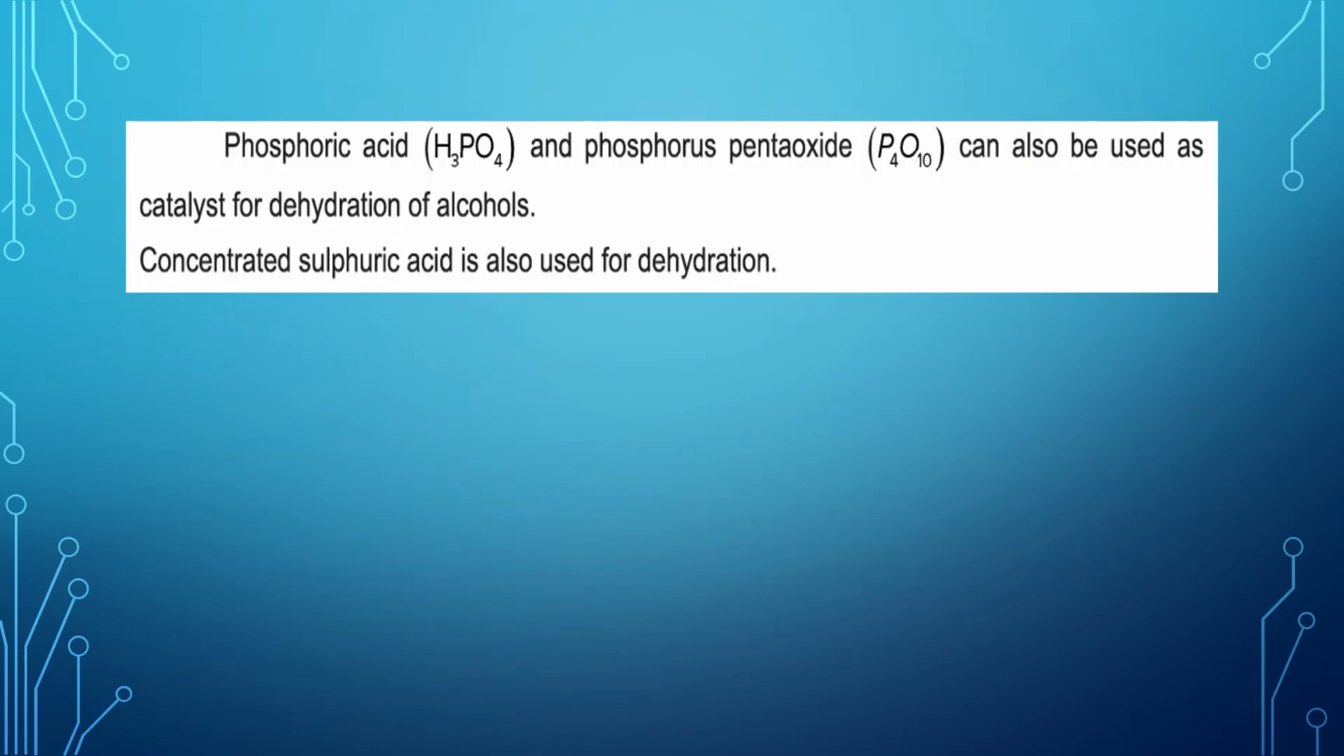And phosphoric acid, H3PO4, and phosphorus pentoxide, P4O10, both of these can also be used as catalysts for the dehydration of alcohols. As I told you in the previous lectures, catalysts are the substances which can increase the rate of reaction.